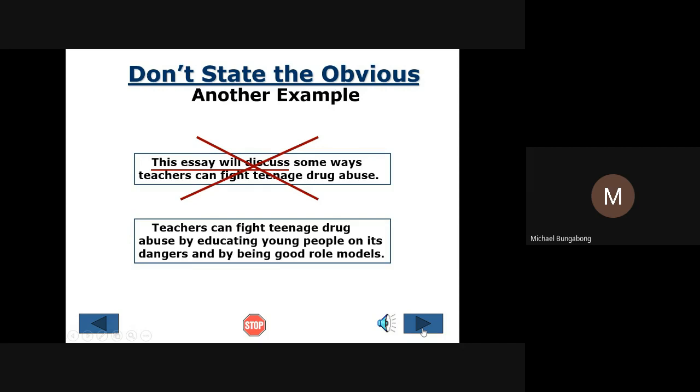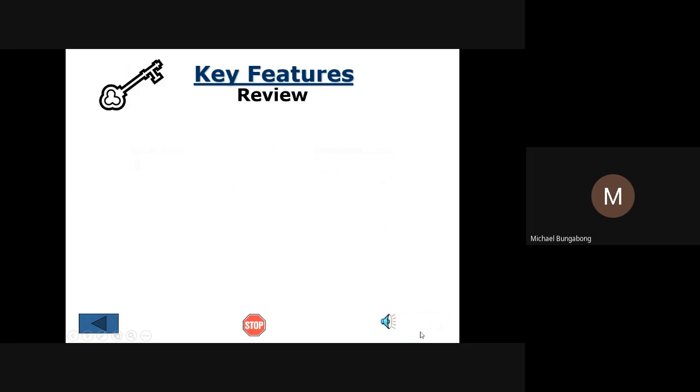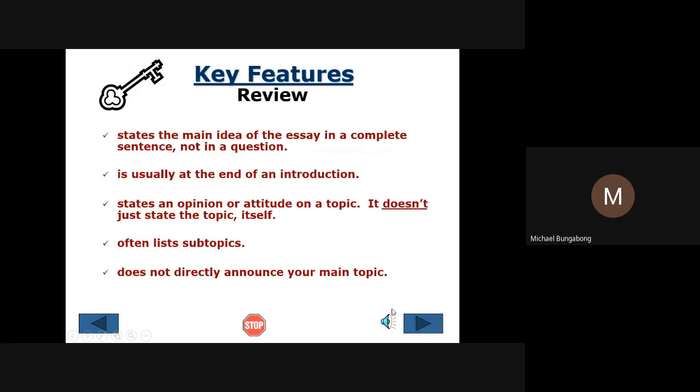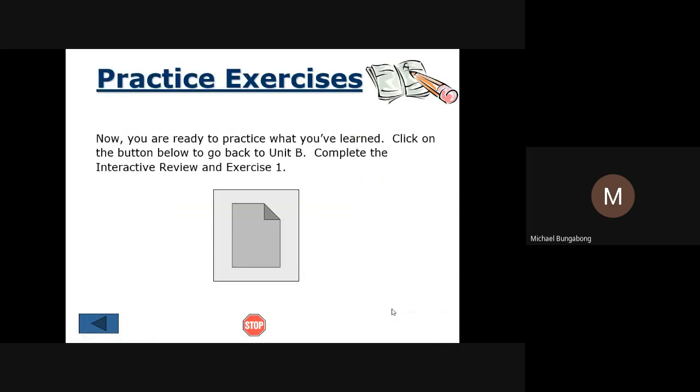But I hope you learn something from this, okay? So these key features have been discussed, and you'll be encountering them for sure. So I may be posting exercises on how to make a thesis statement. So get ready for yourself. I'll be posting it in Google Classroom. So hopefully you understand something.